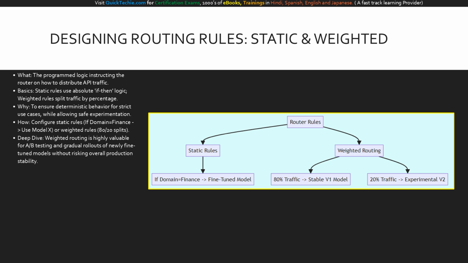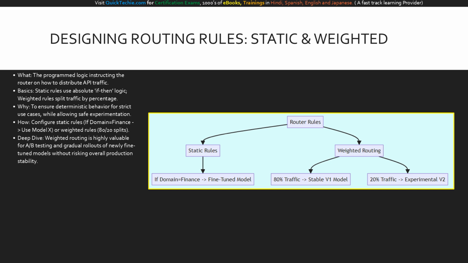Let's review the architectural patterns for routing rules in this diagram. From the top router rules node, we split into two fundamental strategies. The left branch takes us to static rules. Connected to this is a practical example: if domain equals finance, fine-tuned model. This represents strict, deterministic behavior.